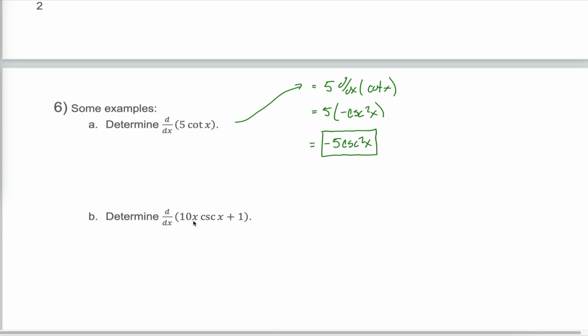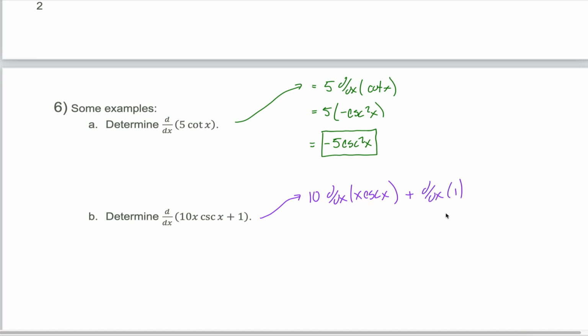What we have here is the derivative of something plus something else. So I'm going to break that up into 2 different derivatives using my derivative sum rule. However, note that the first thing has a coefficient, the number 10. So I'm going to pull that out in front of the derivative symbol using my coefficient rule. What I'm saying is, if I'm asked to determine this derivative, in my head, I'm thinking this is 10 times the derivative of x times the cosecant of x plus the derivative of 1.